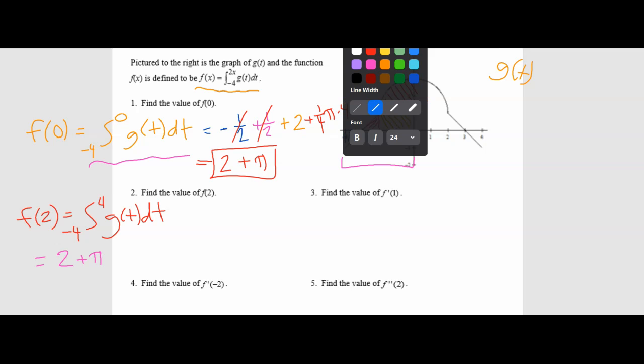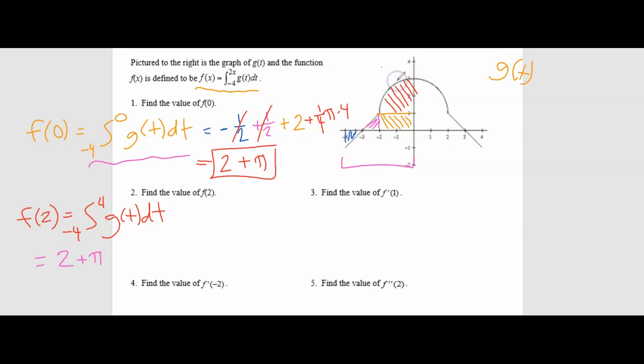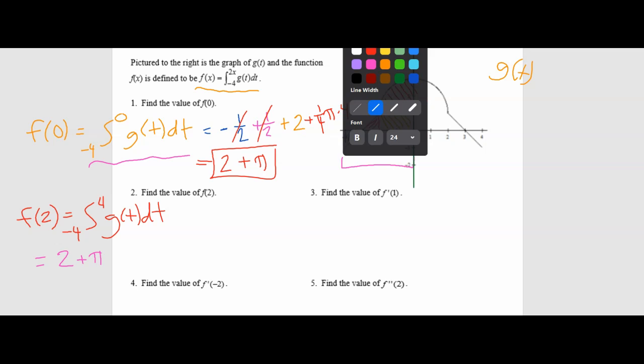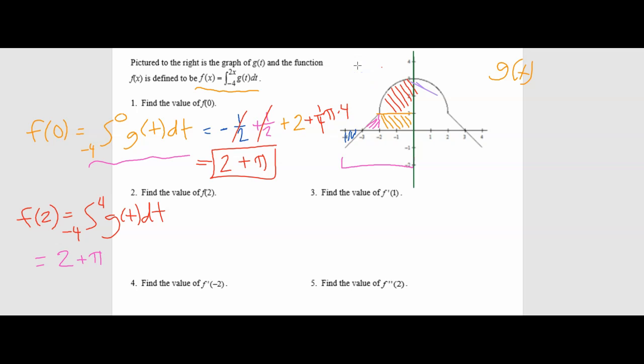And this function is actually an even function, right? It has symmetry about the y-axis. So do you need to do all the work here? No, you don't. You can if you want, but you would see that all of this area, what color should I use? Purple. All of this area right here, that is also going to be equal to 2 plus pi.